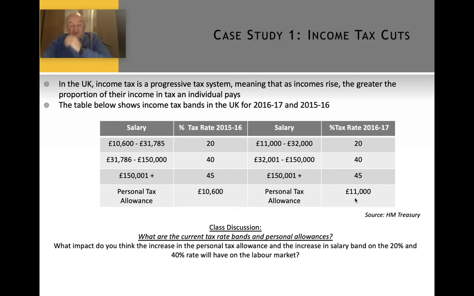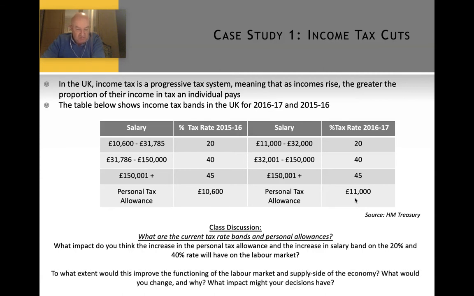Again, posing a question for you: what impact do you think that an increase in the personal tax allowance and an increase in the salary band on the 20% and 40% rate will have on the labour market? That's a question for you to consider. And to what extent would this improve the functioning of the labour market and the supply side of the economy? What would you change and why would you do it? And what sort of impact do you think your decisions may have? That's something that you could discuss or think about yourselves, and have as an example that you might be able to use in any answers you need to come up with as far as income tax and supply side policies is concerned.